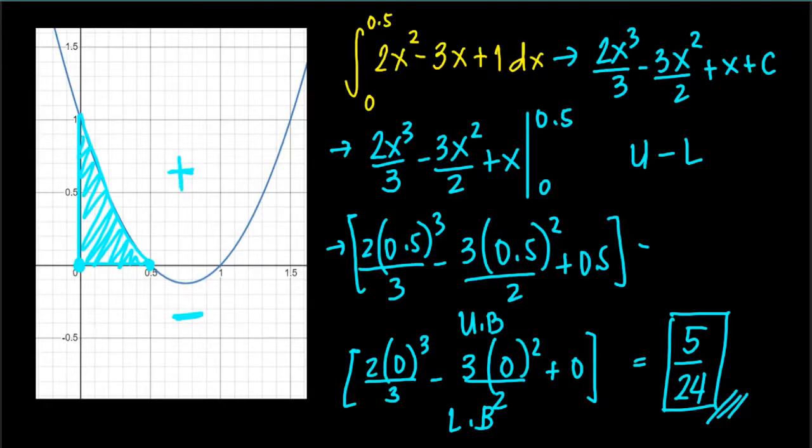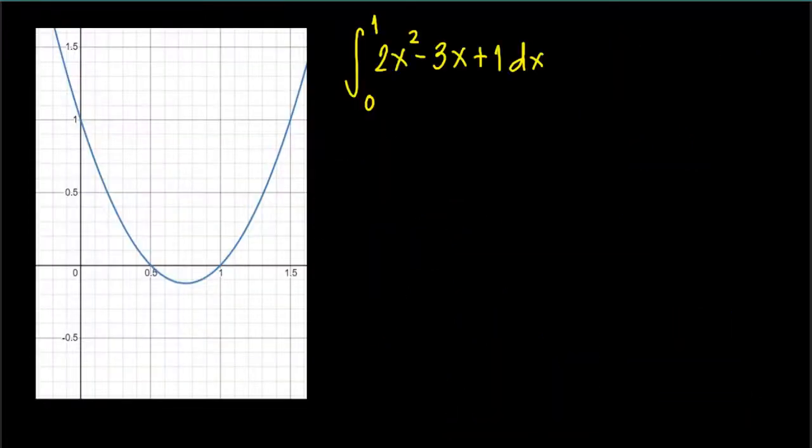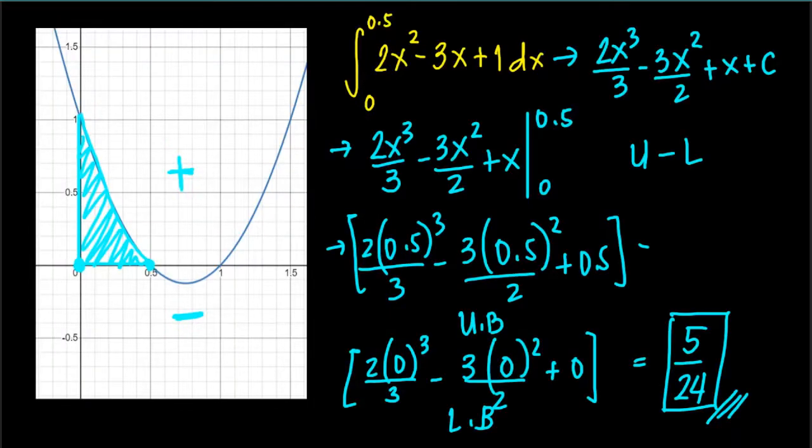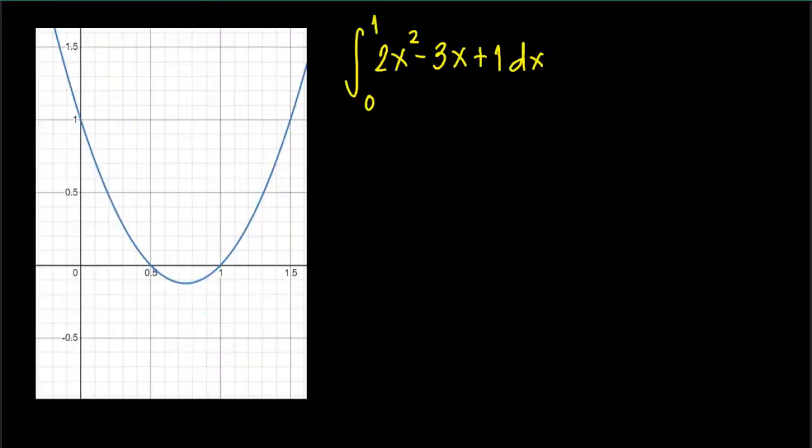Okay, moving on. Let's see. Here it is. I think it's 2x squared minus 3x plus 1. Yes, it's the same function as before. But this time, we are looking for the integral from 0 to 1. So it's 0 here, and it goes to 1.